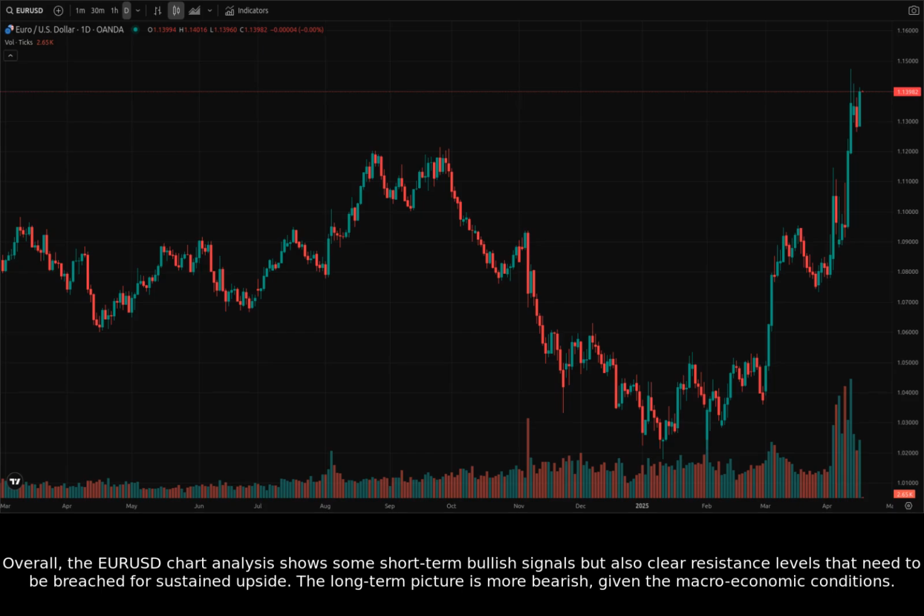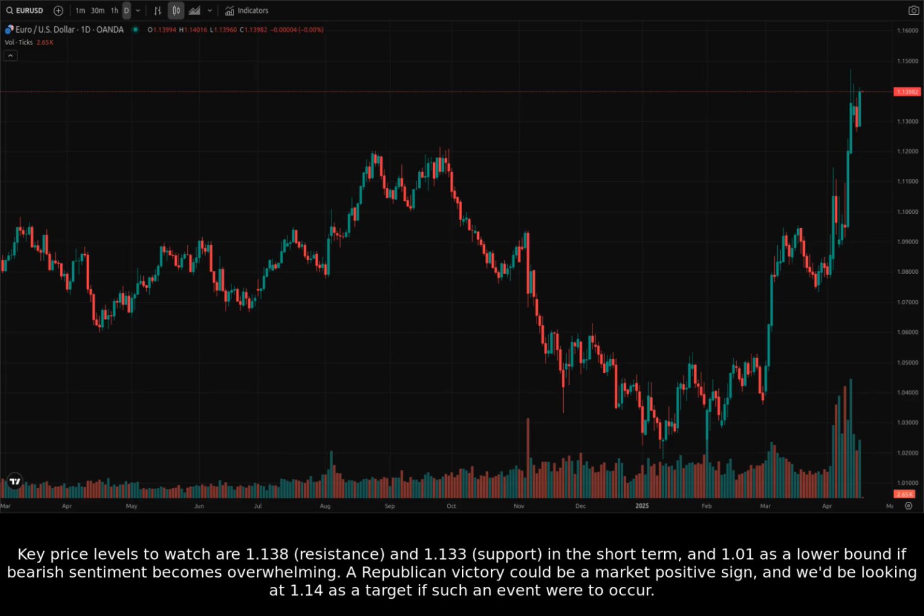Overall, the EURUSD chart analysis shows some short-term bullish signals, but also clear resistance levels that need to be breached for sustained upside. The long-term picture is more bearish, given the macroeconomic conditions. Key price levels to watch are 1.138 resistance and 1.133 support in the short term, and 1.01 as a lower bound if bearish sentiment becomes overwhelming.